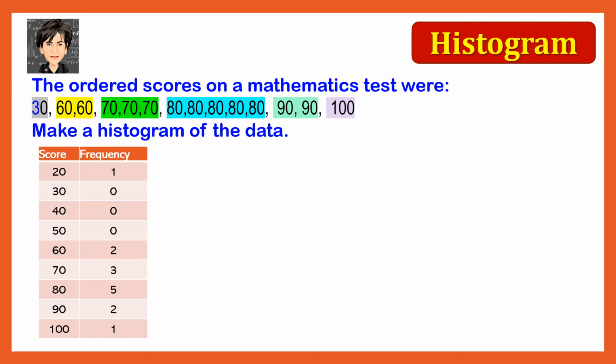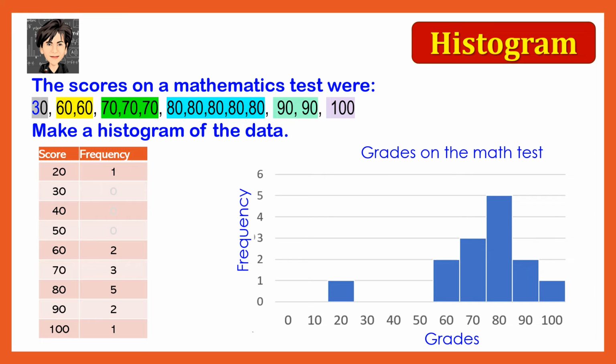The ordered scores on a mathematics test were 30, 60, 60, 70, 70, 70, 80, 80, 80, 80, 80, 90, 90, 100. Make a histogram of the data. Histograms are a type of bar graph, where intervals are shown as bars that touch. A histogram is the most used graph to show frequency distributions. It is similar to the dot plot but more powerful.